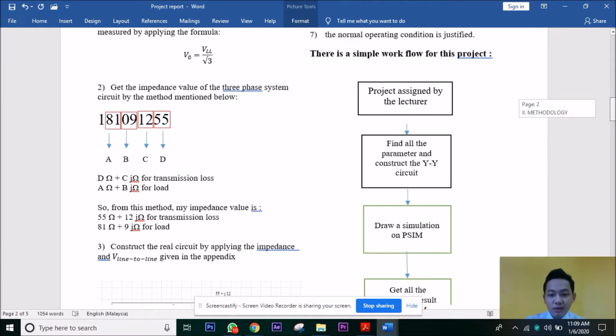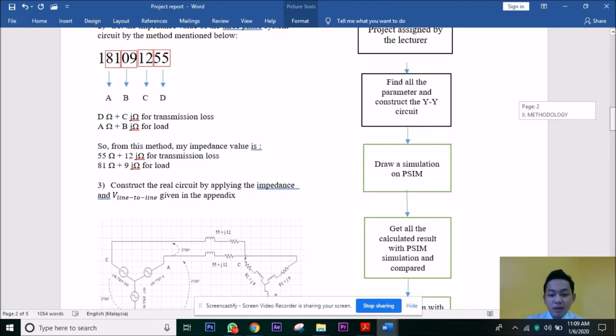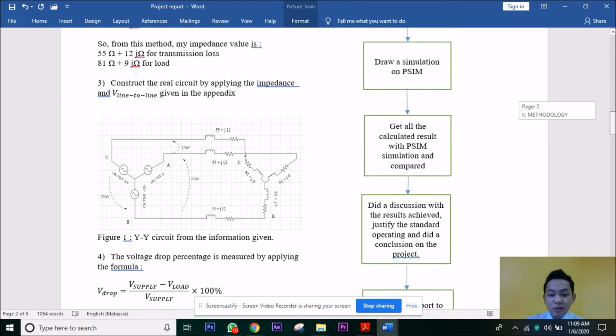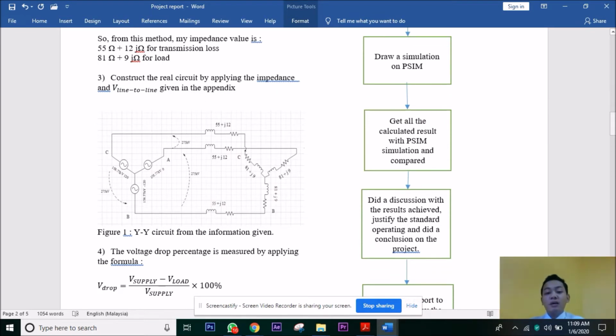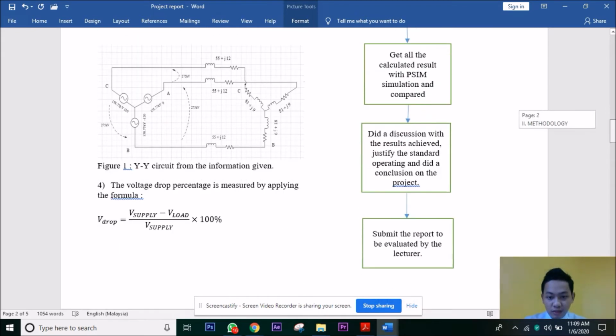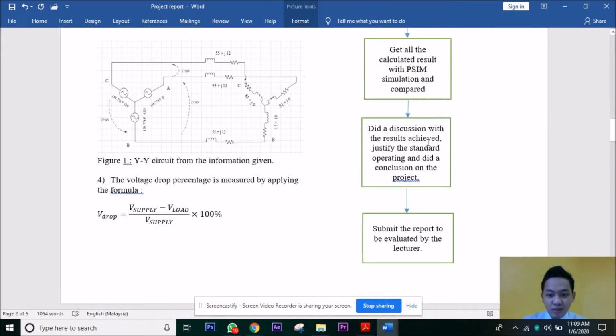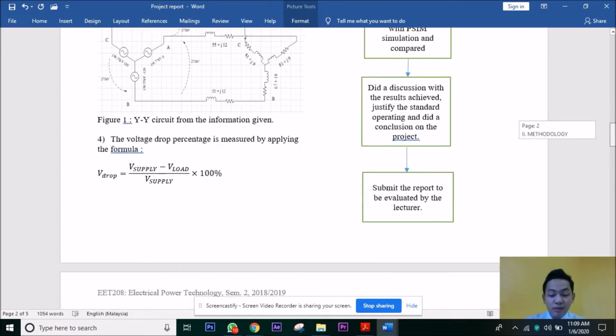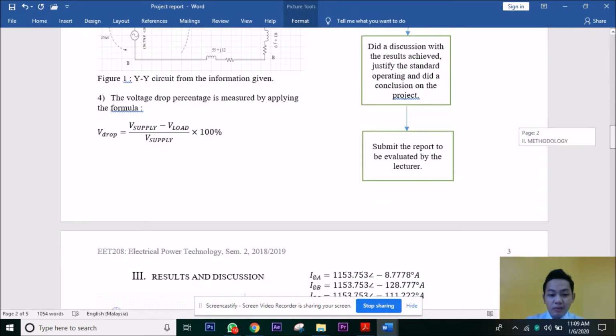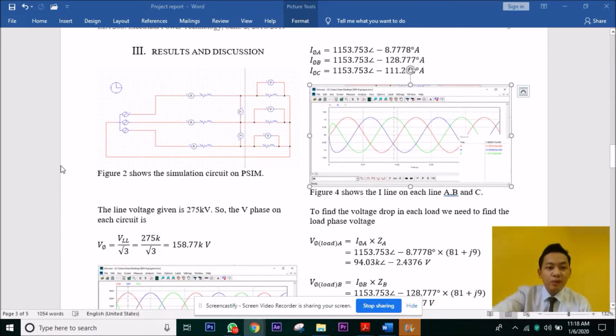Project assigned by the lecturer. Find all the parameters, draw a solution on PC, get all the calculation results, and we compare with PC. So later we see and do evaluation with the result achieved, and then we submit the report to be evaluated by the lecturer. Okay, and then we go to part 3, which is result and discussion.